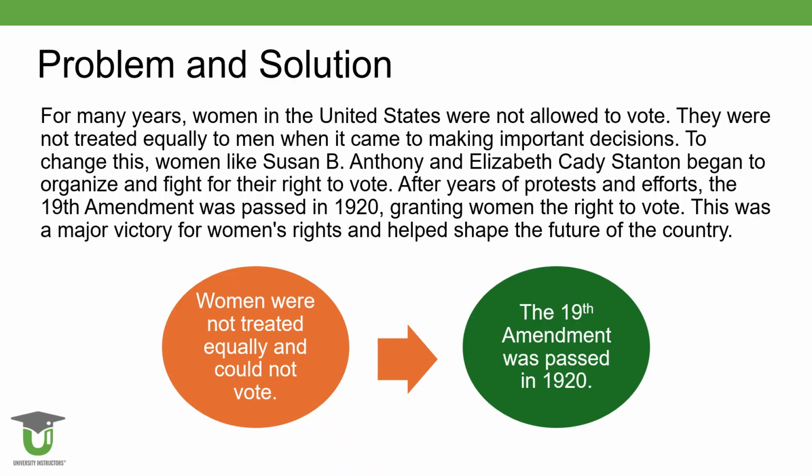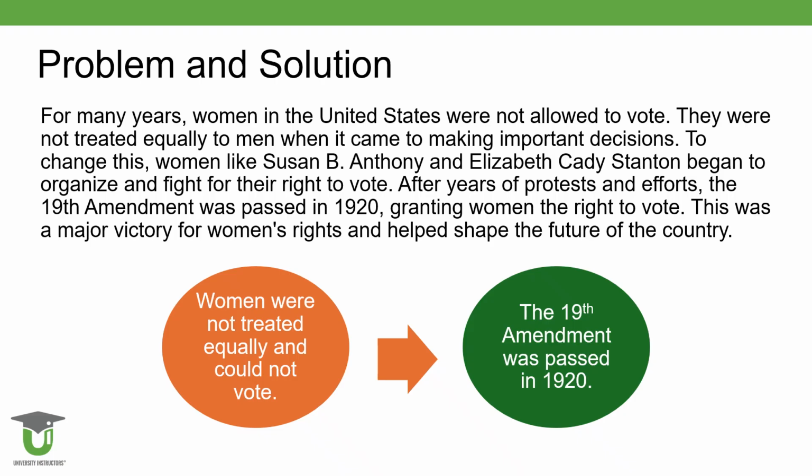For many years, women in the United States were not allowed to vote. They were not treated equally to men when it came to making important decisions. To change this, women like Susan B. Anthony and Elizabeth Cady Stanton began to organize and fight for their right to vote. After years of protests and efforts, the 19th Amendment was passed in 1920, granting women the right to vote. This was a major victory for women's rights and helped shape the future of the country.